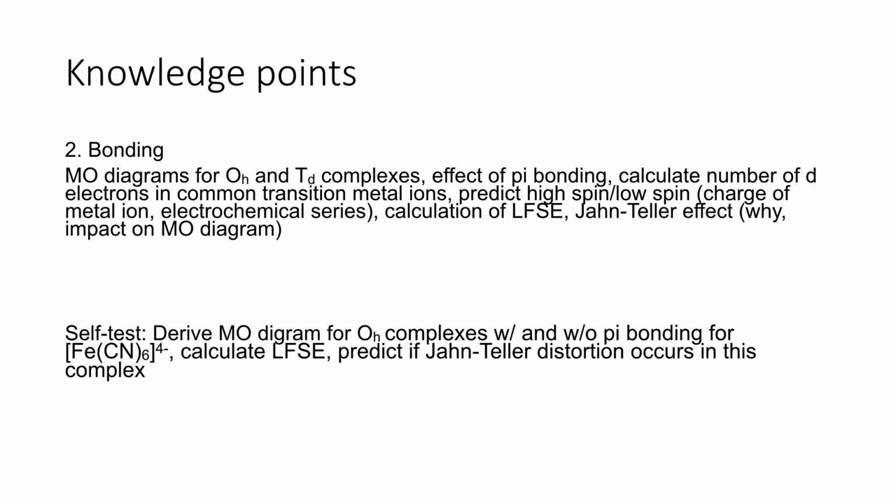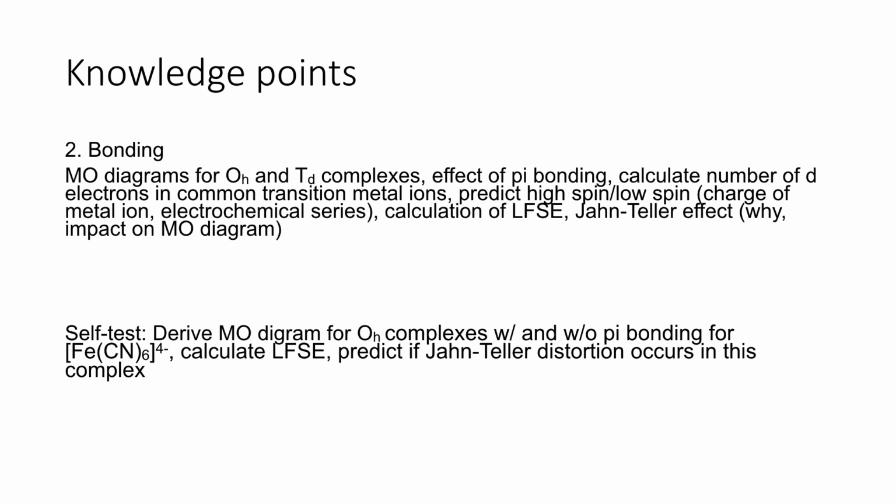In the second part, we discussed bonding. Here, the important knowledge points are MO diagrams for both Oh and Td complexes. And here you should be able to derive the MO diagram from scratch. There are different scenarios we discussed in class. For example, what would the diagram look like if you only consider d orbitals interacting with the sigma bond of a sigma donor ligand? What happens if you introduce the s and p orbitals on the metal? And what happens if you introduce pi bonding on the ligands?